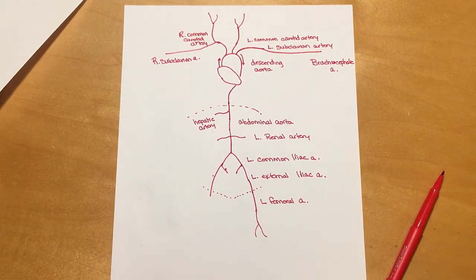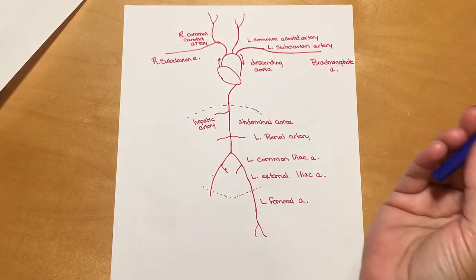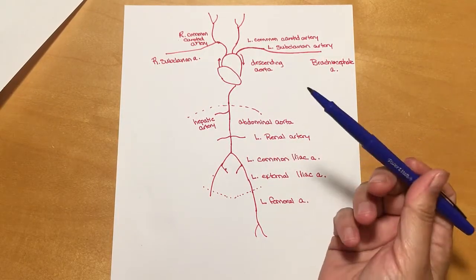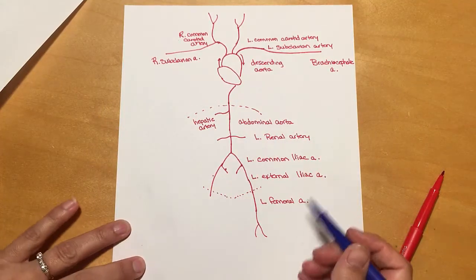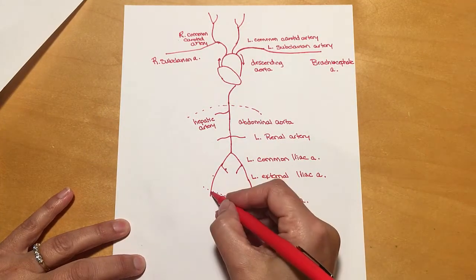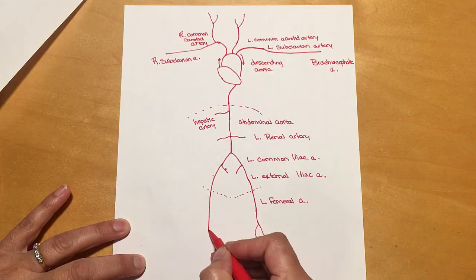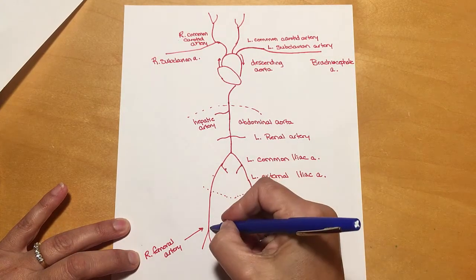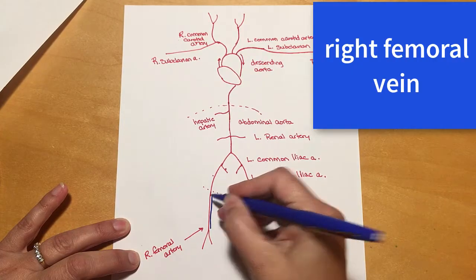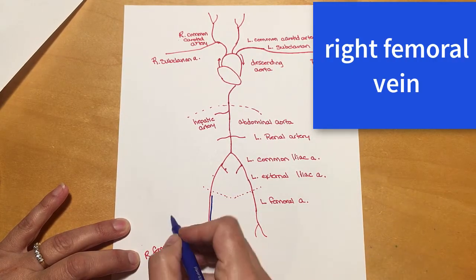But now we have to bring blood back up from the bottom. How do we bring blood back to the heart? We bring it back in a vein, and so I'm going to use a blue pen for veins. And I'm going to do most of my labeling on this side to try and keep it not so crazy. Okay, so we've got our right femoral artery here, and it's going to split around the knee. We also have the right femoral vein, and it's going to run right next to the right femoral artery.